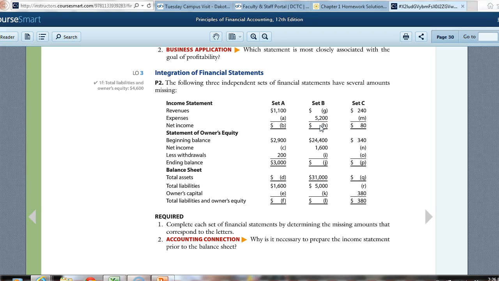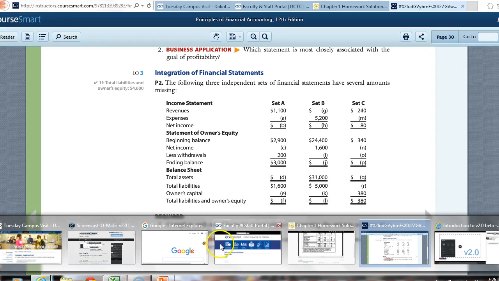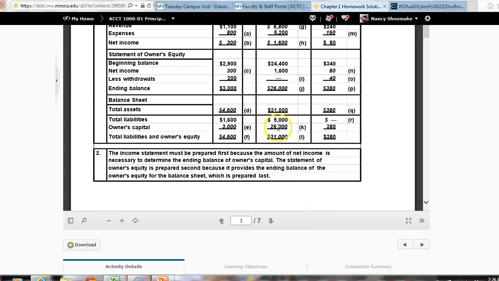Let's look at something else, guys. Our assets are 31,000. Assets equal liabilities plus owner's equity. What does that mean? If our assets are 31,000, our liabilities and owner's capital have to be 31,000. What does that mean our owner's capital is? 26. So can't we, because we know that this is 26,000, can't we then put in our ending balance up here?